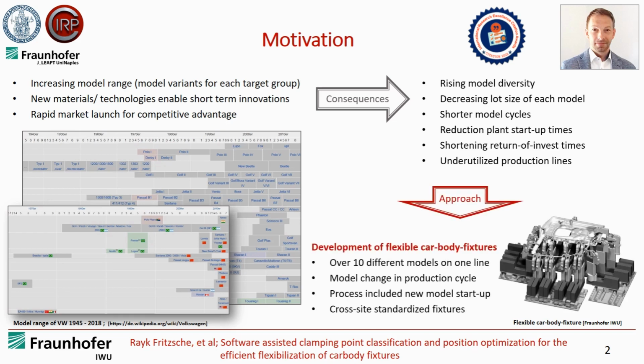Our approach is to develop a flexible car body fixture system. With such flexible car body fixtures it should be possible to produce over 10 different car models on one line without changing the fixture. We also include a model change in the production cycle, and the process includes new model startup.